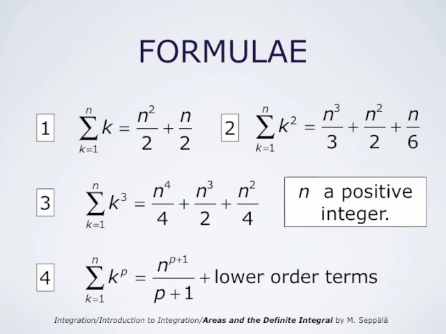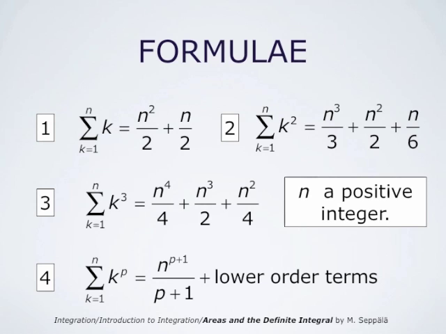And finally, the formula summation k from 1 to n of k to a power p, where p is a positive integer, is always of the form n to the power p plus 1 divided by p plus 1 plus lower order terms. This last observation is important when one wants to generalize the considerations that we present here for the parabola.